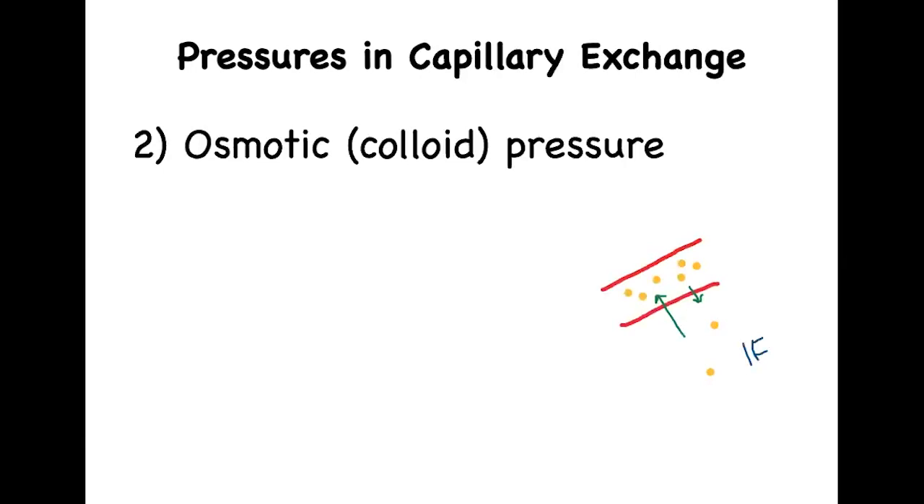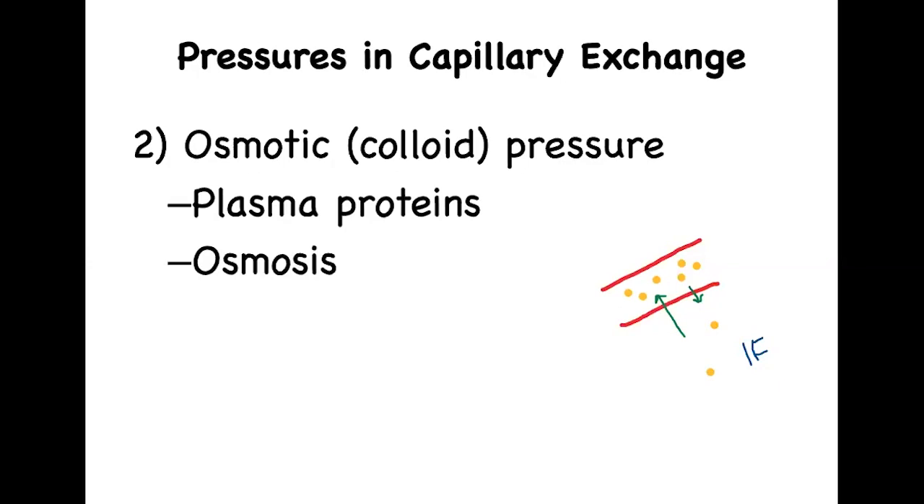A second type of pressure is osmotic pressure or colloid pressure. This is the pressure that is created by the solids. In this case, the main solid will be the plasma proteins. The fluid will move by osmosis from an area of high water to an area of low water. If you recall from AP1, plasma proteins or solids determine how much water you have.